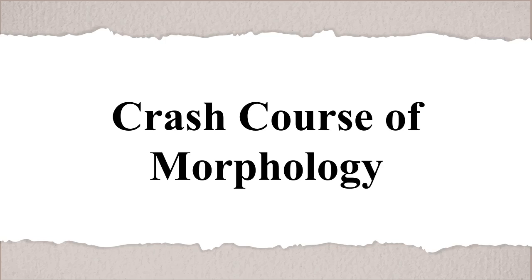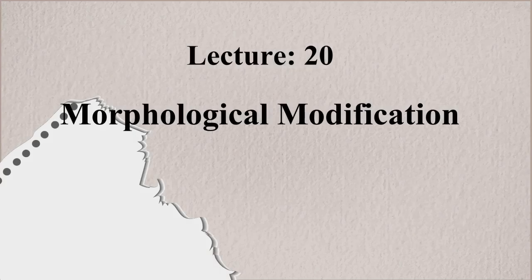This is Lecture 20, the final lecture of our crash course in morphology. Throughout this series, we explored morphemes, word formation, inflection, derivation, compounding, allomorphy, and many other core concepts. Today, we conclude with morphological modification, the ways words are structurally altered through processes such as affixation, internal change, conversion, clipping, and blending. This lecture ties together many of the ideas we have studied across the course.